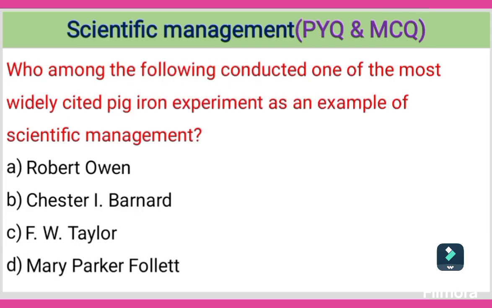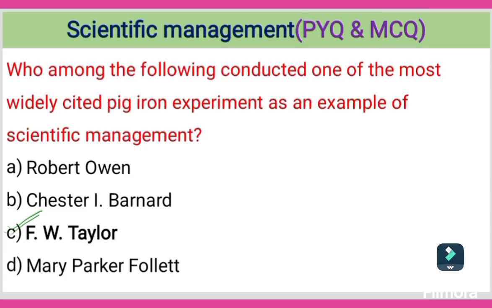Now the next question is, who among the following conducted one of the most widely cited pig iron experiments as an example of scientific management? First one is Robert Owen, B, Chester I. Barnard, C, F.W. Taylor, and D is Mary Parker Follett. Scientific management was developed by F.W. Taylor. So the right answer is C, F.W. Taylor.